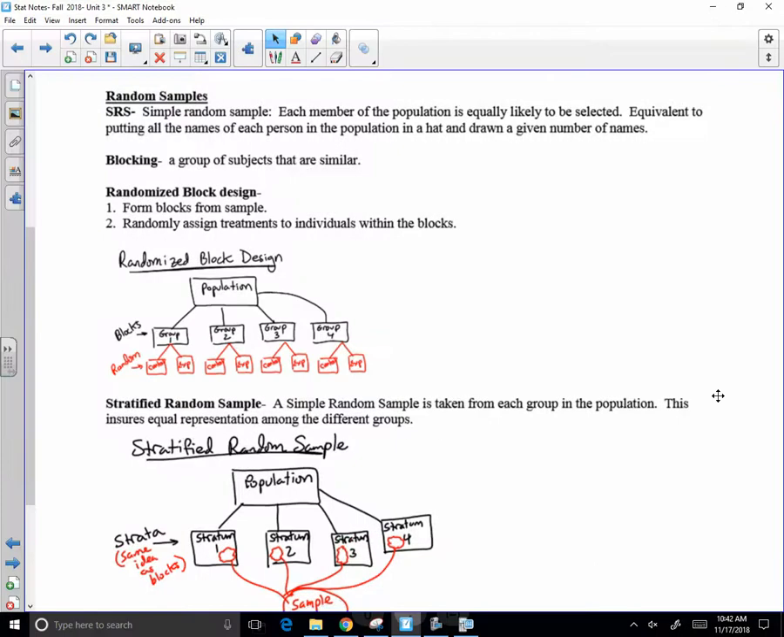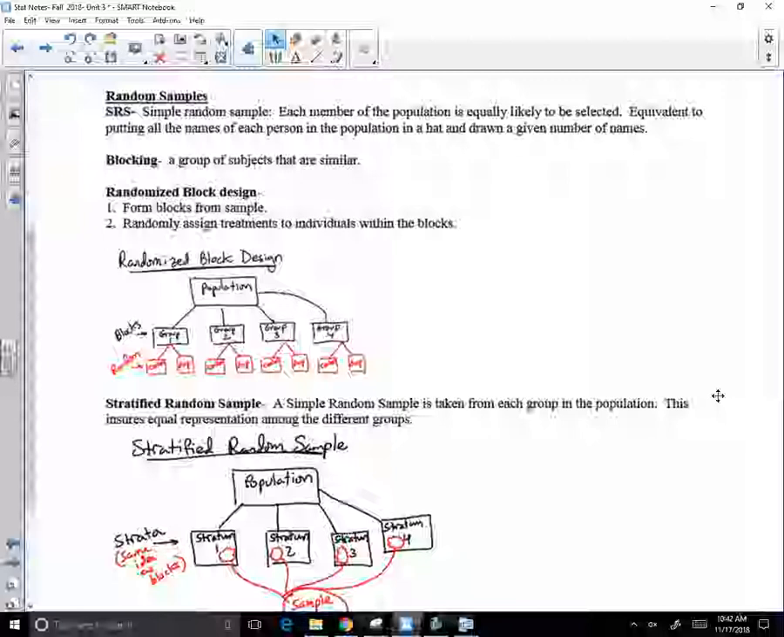All right, random samples. So a simple random sample is the easiest one conceptually. It's generally the hardest one to actually do because, I mean, it says right there, each member of the population is equally likely to be selected.